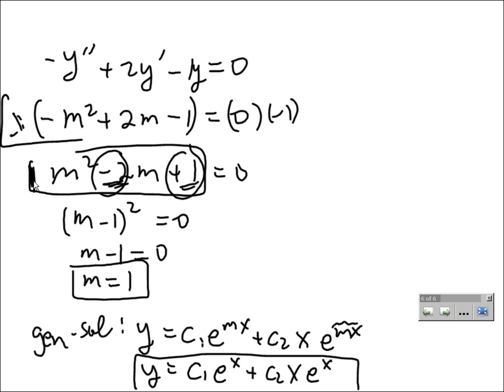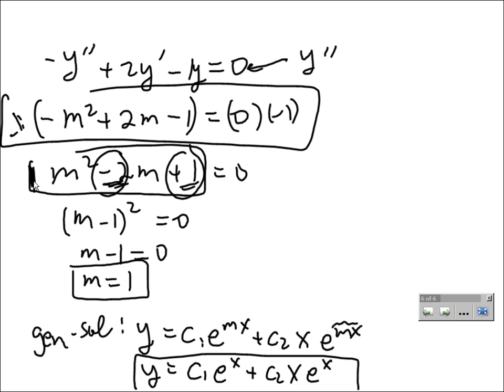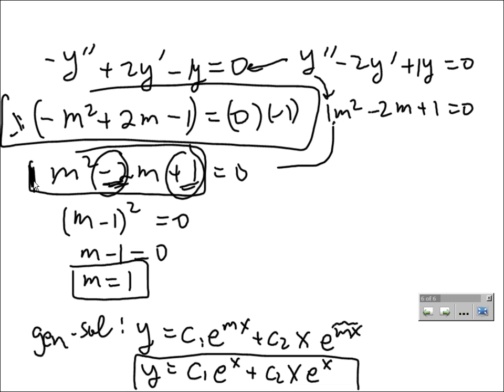One silly comment. Remember here I multiplied by -1. I could have multiplied here by -1, and I would have had y double prime minus 2y prime plus 1y is still 0. And the auxiliary equation would have been 1m squared minus 2m plus 1 equals 0, which is exactly what I got. So you could have multiplied by the -1 a little bit earlier.